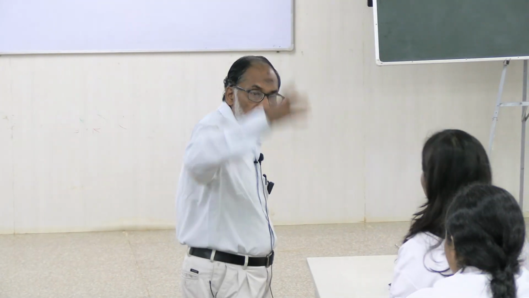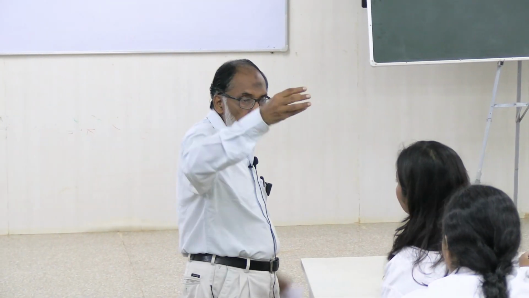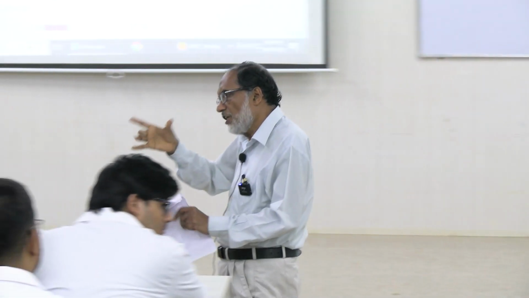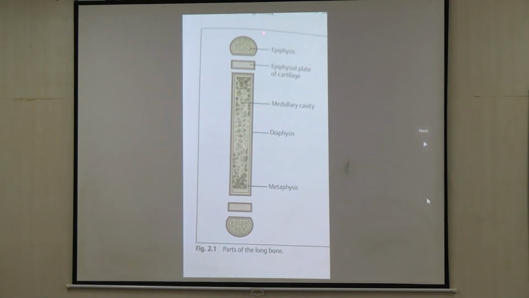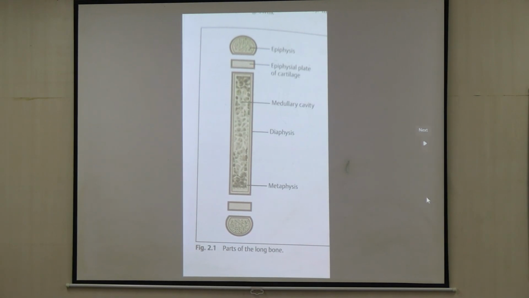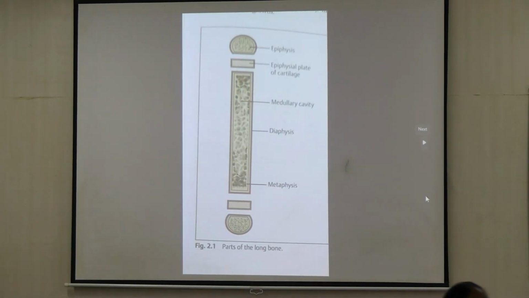Diaphysis is the shaft. The shaft is called the diaphysis. Dia means in between. In between two epiphyses, that is called the diaphysis, right? Here you see, this end is an epiphysis, this end is an epiphysis, and the intervening part is the diaphysis. It is a growing long bone. This diagram shows a growing long bone, right?